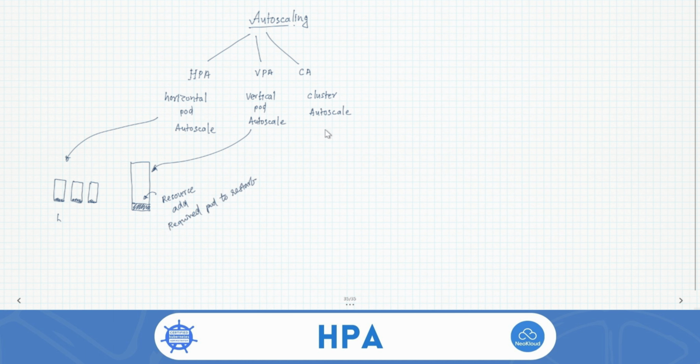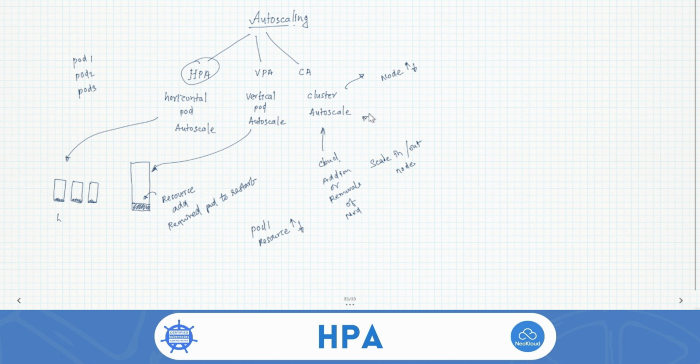And cluster auto scale is handled by the cloud, through addition or removal of nodes. It means scale in and out of nodes. So HPA scales the number of pods: pod 1, pod 2, pod 3. VPA adjusts resource requests, increasing or decreasing them. CA scales nodes, scale in, scale out, to ensure there is enough capacity for the workloads. If pods are in pending state and CA is configured, this comes into the picture.